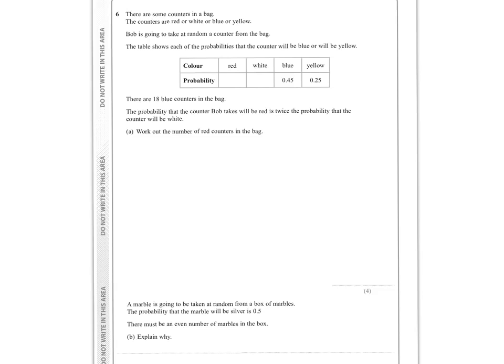Question 6. There are some counters in a bag and the colours are given, and we're told first that there are 18 blue counters in the bag. So 0.45 must represent 18 blue counters out of the total. So that will help us find the total, won't it? Because if I rearrange this equation here, I will end up with t equals 18 divided by 0.45, which I can do on the calculator.